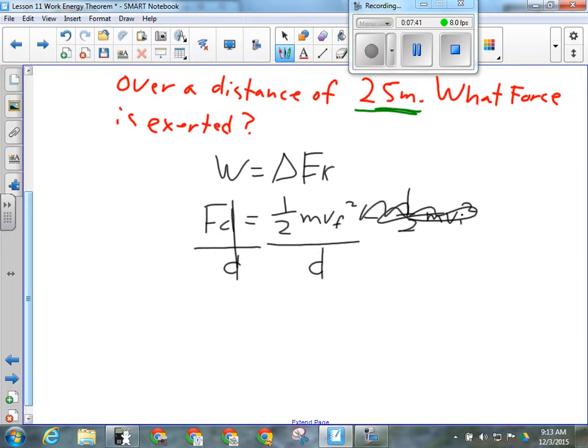All right, so now I've got my formula that'll calculate force for me. I just have to plug in my numbers. So I'll have 1/2 times 550 times 4 squared divided by 25 meters. Okay, so does everyone follow what we did there? Okay, whenever you're looking at a question where it's asking about force, it's probably a work energy theorem question, right? Because that's the only situation, at least in Science 10, where we're going to deal with force.